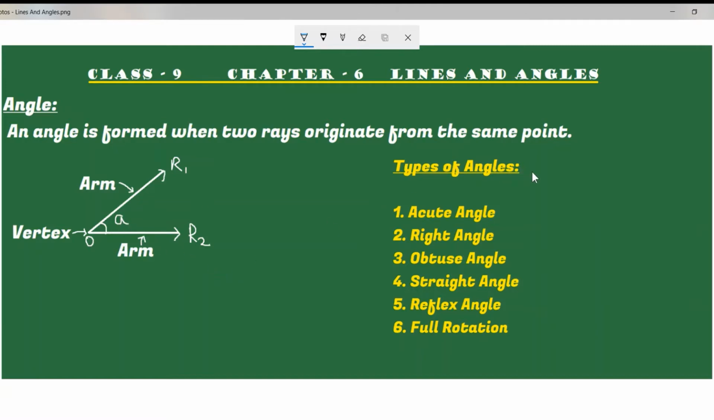Next is types of angles. According to the measurements, angles are classified into 6 types. Those are acute angle, right angle, obtuse angle, straight angle, reflex angle and full rotation. Let's explain all these angles on the next page.